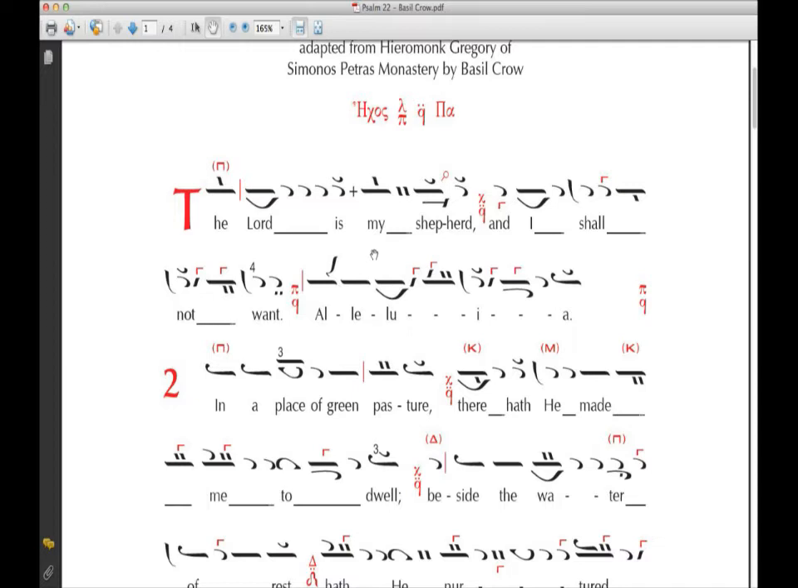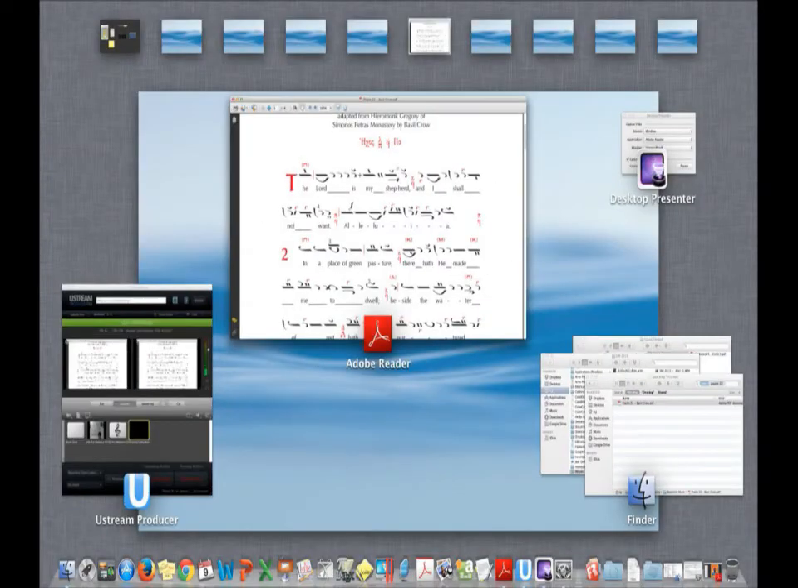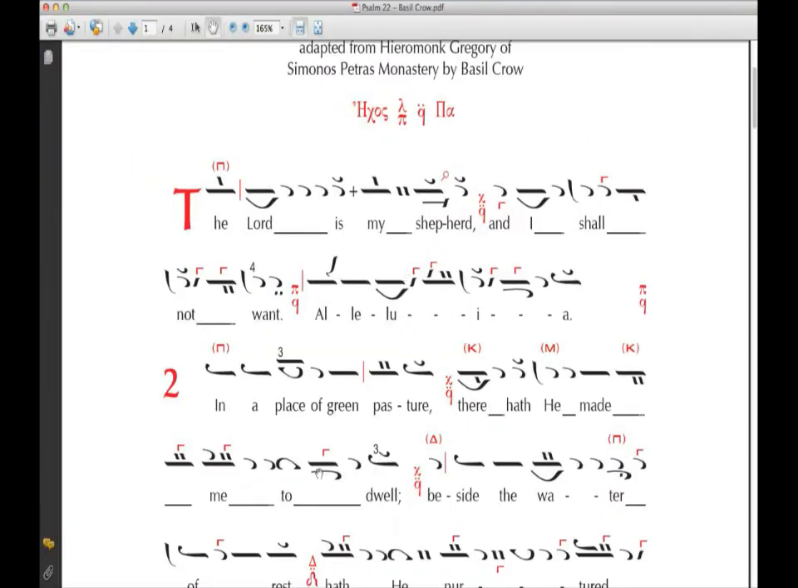Okay, the Lord is my shepherd. So, what note did I make? That gives us a high flat, assuming that we don't go anywhere. So we'll see. The Lord is my shepherd, and I shall not want.